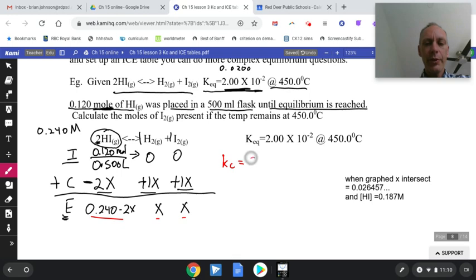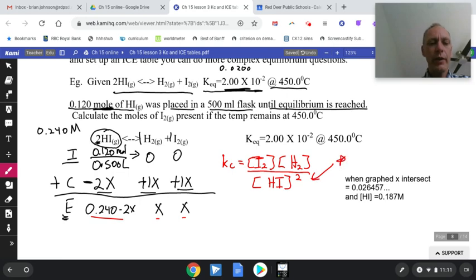So the equilibrium expression is the equilibrium concentration of I2 and H2, 1 of each, divided by the equilibrium concentration of hydrogen iodide squared, and that's really important. Don't forget to square. Okay. Now we can substitute in our values.